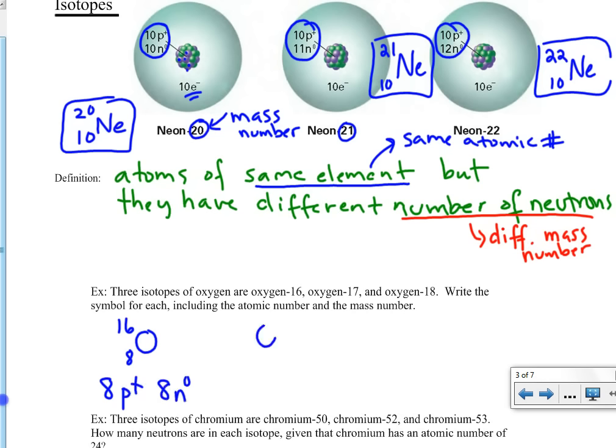The second isotope is oxygen-17. The 17 is written up top. It's still oxygen, so it'll have 8 protons. We put that number in the lower left. We still have 8 protons, but now we have 9 neutrons. The third isotope is oxygen-18. The atomic number is still 8. It is still oxygen. So we still have 8 protons, but now we have 10 neutrons. Those are three isotopes of oxygen.